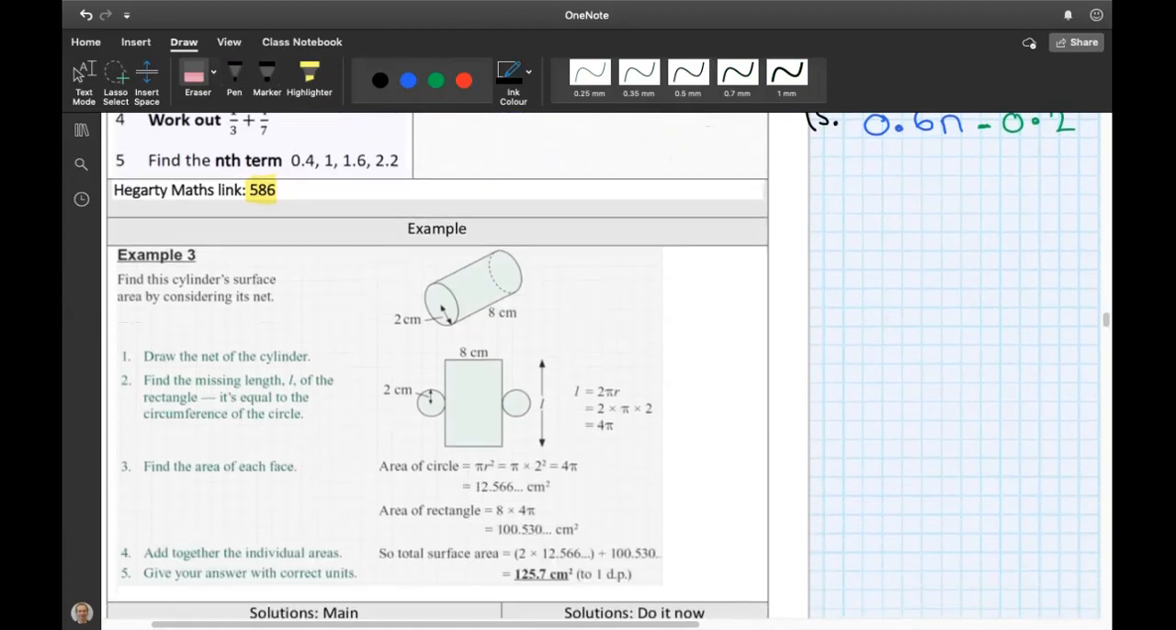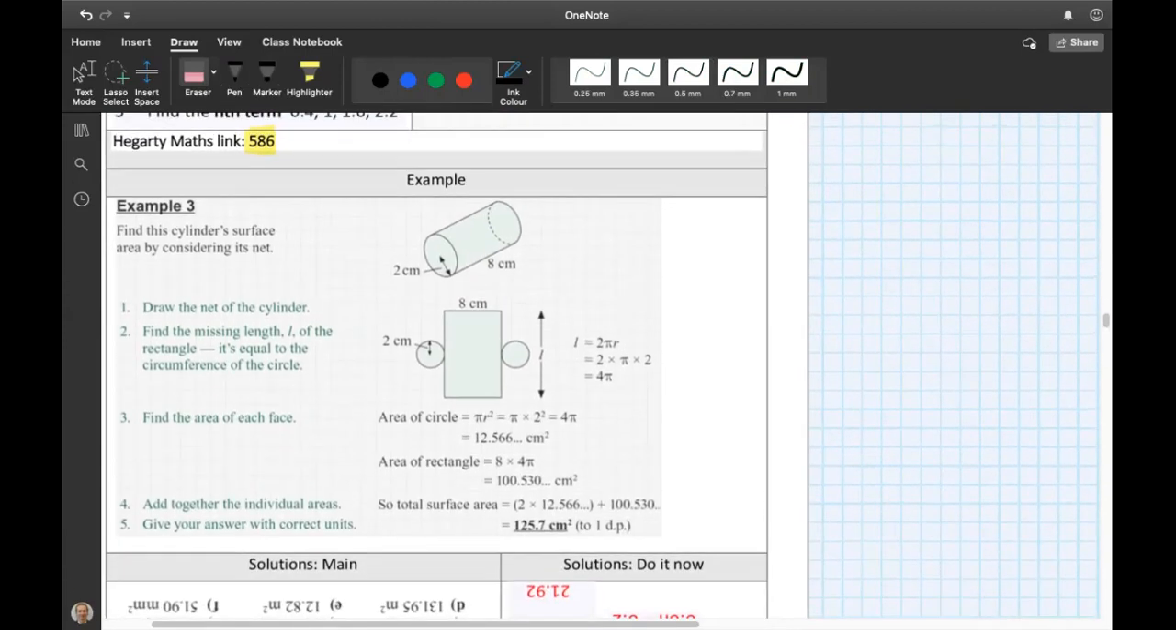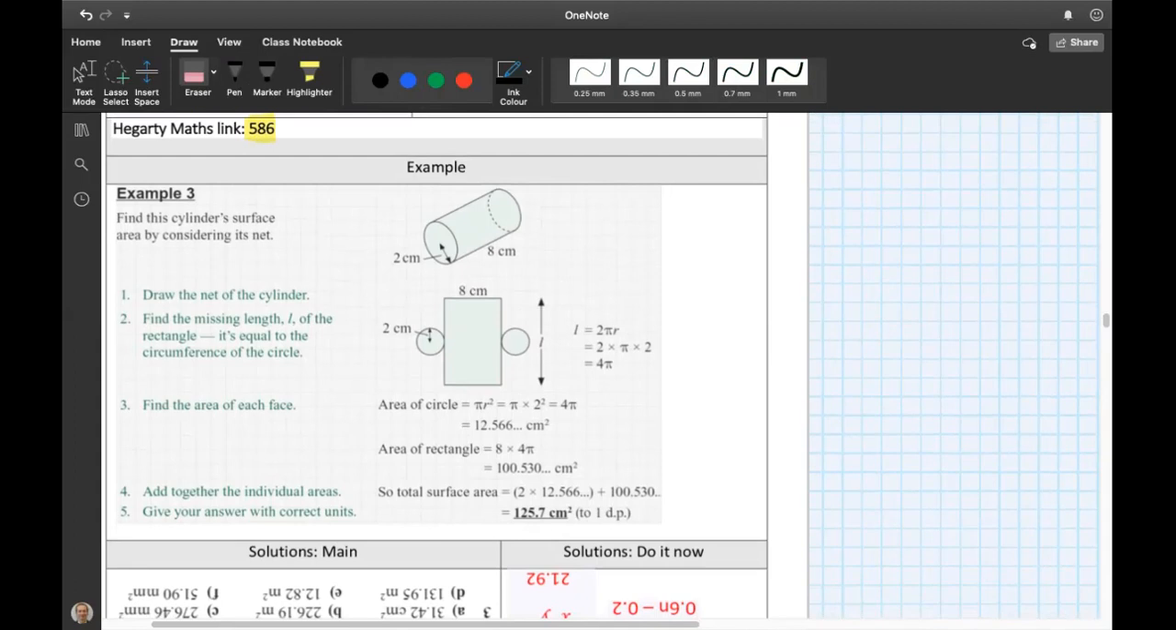Okay, let's have a look through our example. Okay, so this is the surface area of a cylinder. First thing you want to do is to do a sketch of its net. And you can see that here. That's what they've done here. They've done a sketch of the net. Okay, once you've sketched your net, then you're ready to start labeling your dimensions.